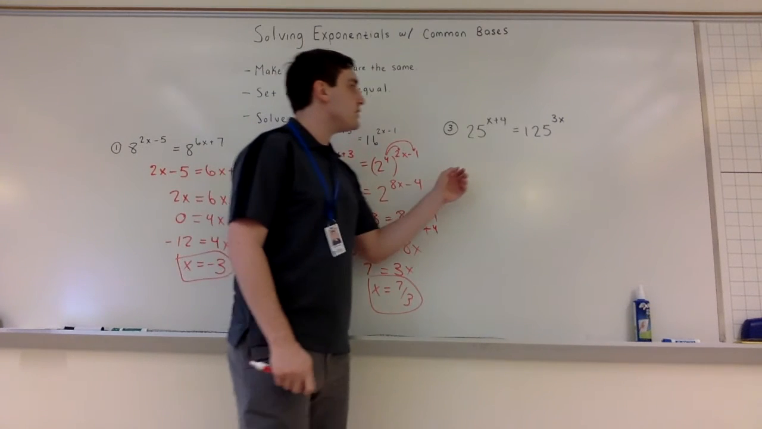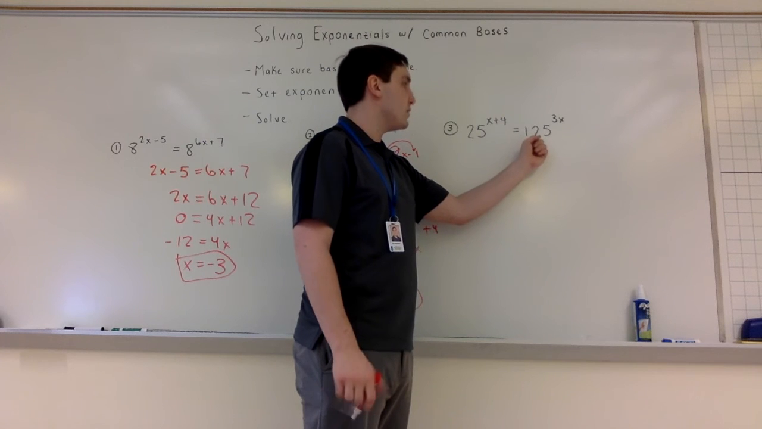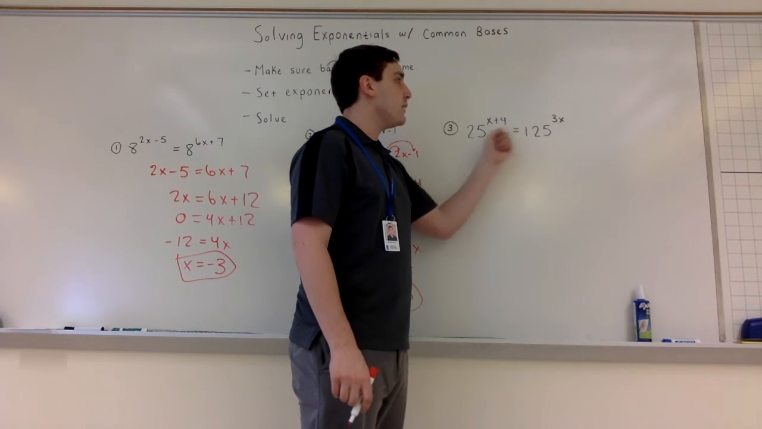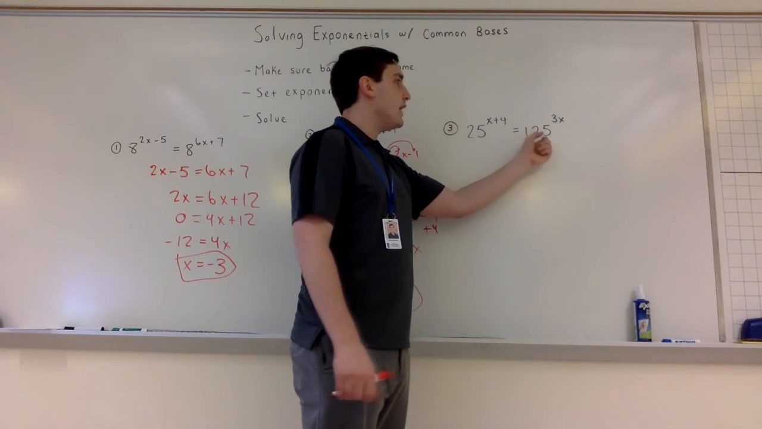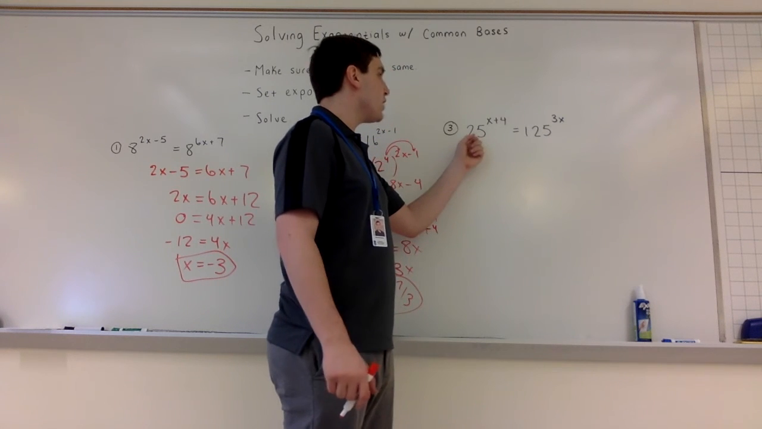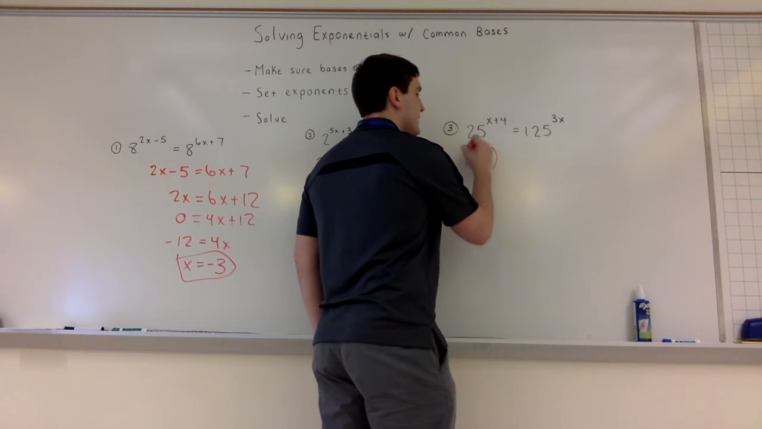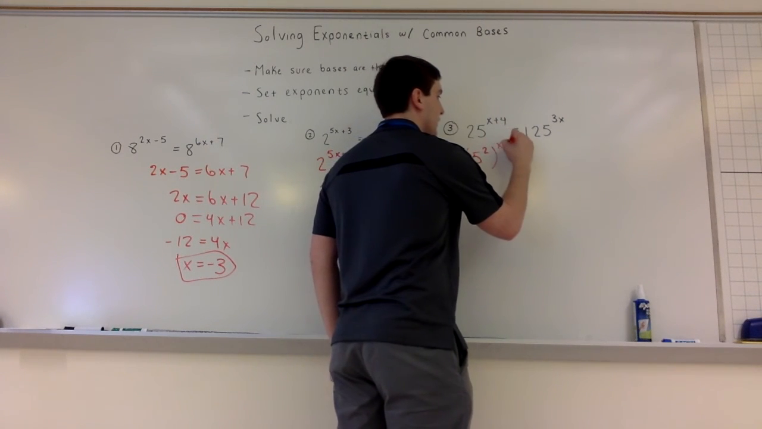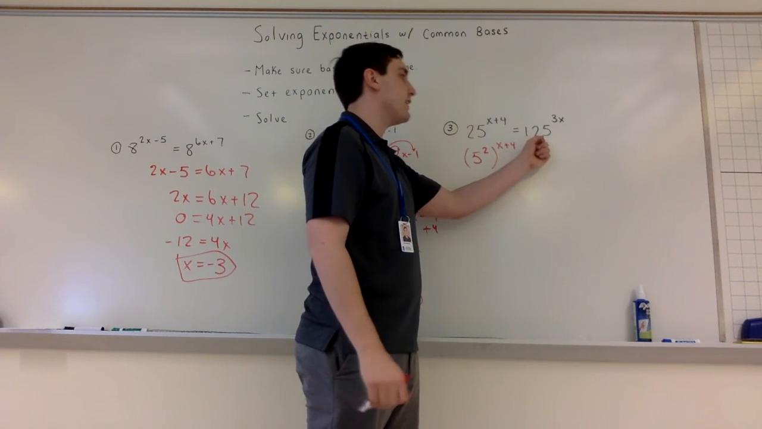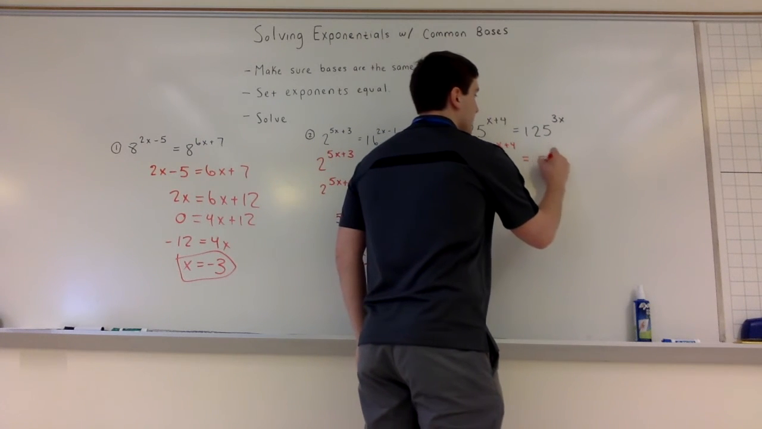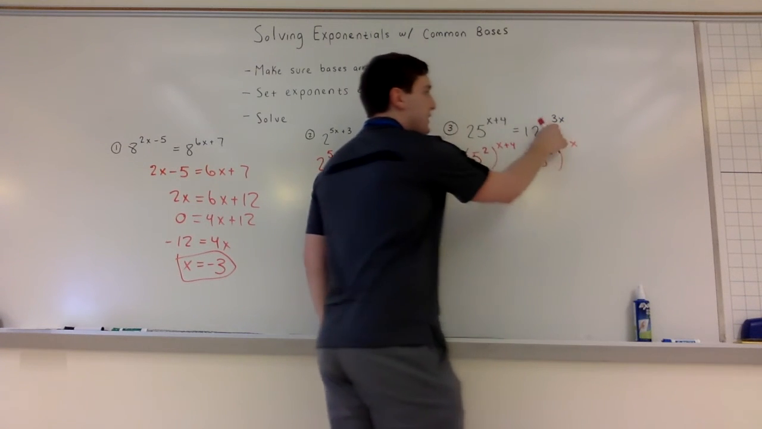Alright, last problem we're going to do, guys. Here we have a base of 25, and here we have one of 125. So we have to think of a number that we can raise to an exponent so that it's going to be the same base. So for this one, let's go ahead and try 5. So I'm going to rewrite 25 as 5 squared. And it still has that exponent of x plus 4. And I want to have the same number here that I do on this side. So I'm going to write this one as 5 to the 3rd power, because 5 to the 3rd power is 125. And we're going to keep the exponent of 3x.